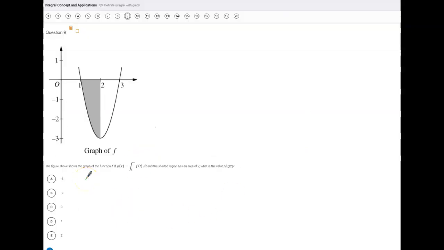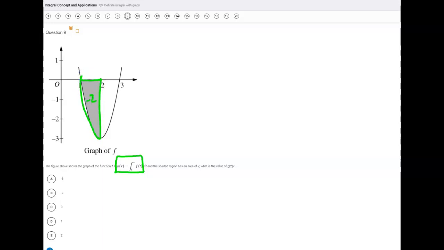Okay, so the figure above shows the graph of the function f. And they're giving us this other function here, which is the integral of f, in other words, the area, right? And they're telling us that this shaded area has an area of 2, but you got to understand, since that's under the x-axis, it's actually negative 2, right?